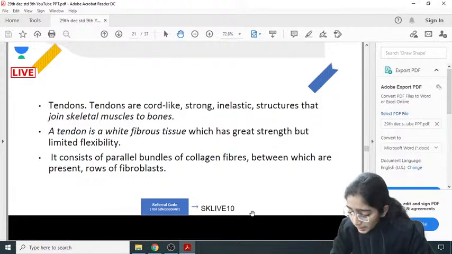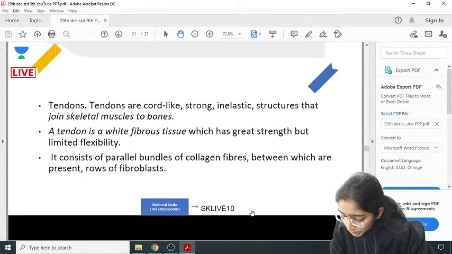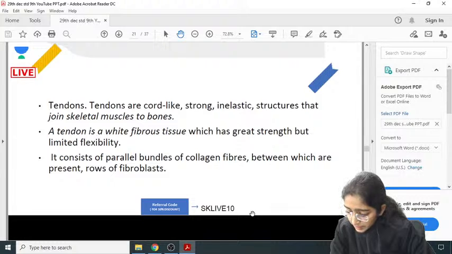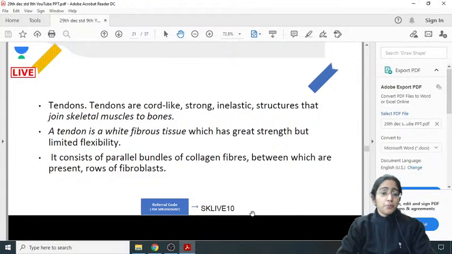Okay, all clear? Rashi, Rishabh, Purva, good evening. Fine. So let's proceed on further.